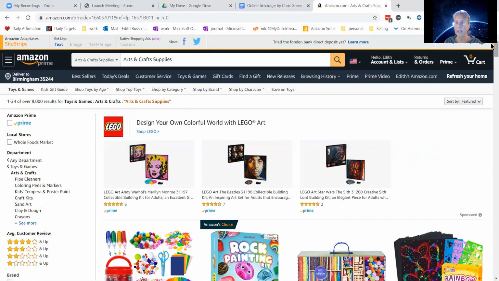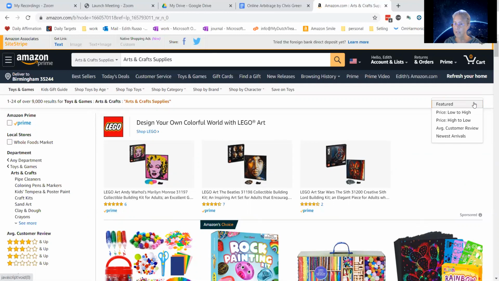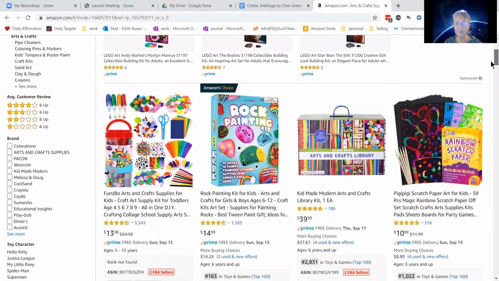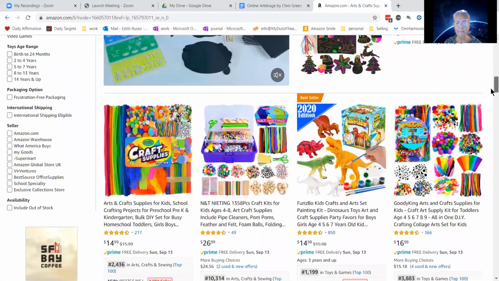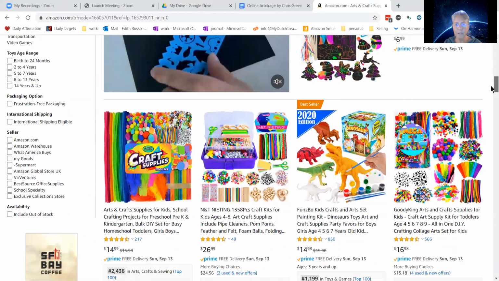Then if you scroll down a little further, I have it sorted by featured, and the different options are price low to high, price high to low, average customer review, and newest arrivals. I thought maybe featured would keep it in the order within the category, in this case the subcategory. But I think these are all sponsored, so I'll go on to the next one. These are not sponsored. Let's go down a little more.